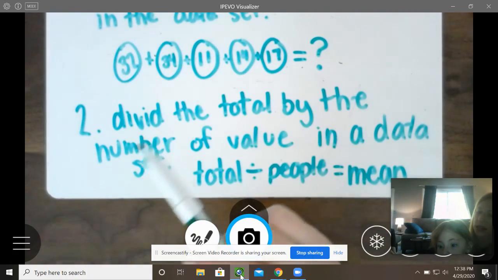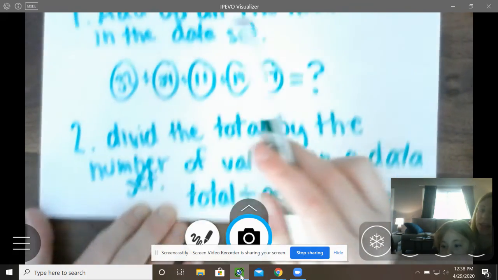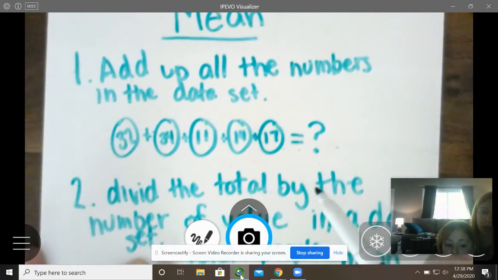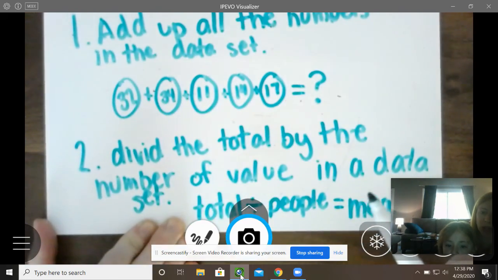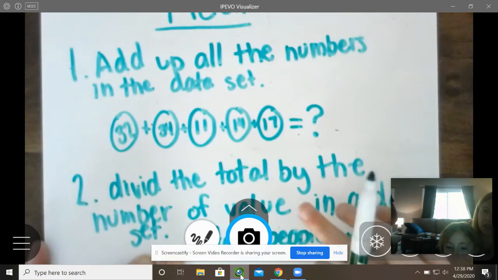Well, that was a lesson on how to find the mean. We worked through 2 steps. We gave you something to work on to find as an example.